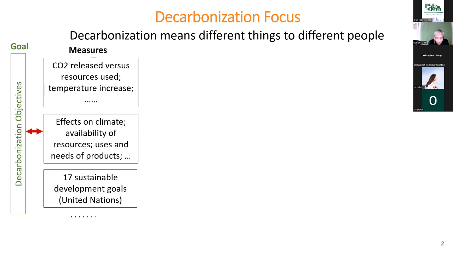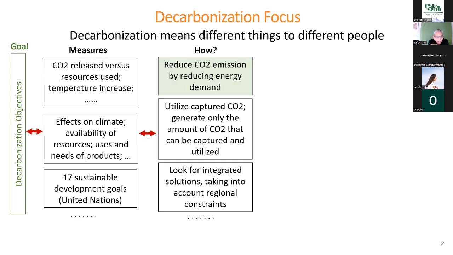Or also, which I think everybody should include, the decarbonization objective should be related to the 17 Sustainable Development Goals proposed by the United Nations. And there could be many more measures of the decarbonization objectives. So how can we achieve those objectives? The first one, obvious, is reduce CO2 emission by reducing energy demand. And there could be other ways.